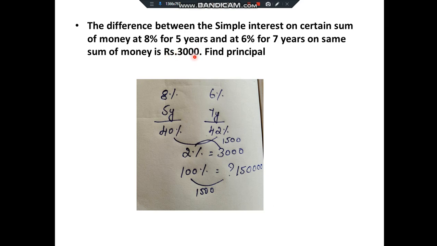We usually calculate principal as 100%, right? So for 100% we will have to calculate how much. Okay, so you can find a direct relationship. 2 into 1500 is equal to 3000. Yes, so similarly 100 into 1500 is equal to 1,50,000. Okay, I hope you understood.